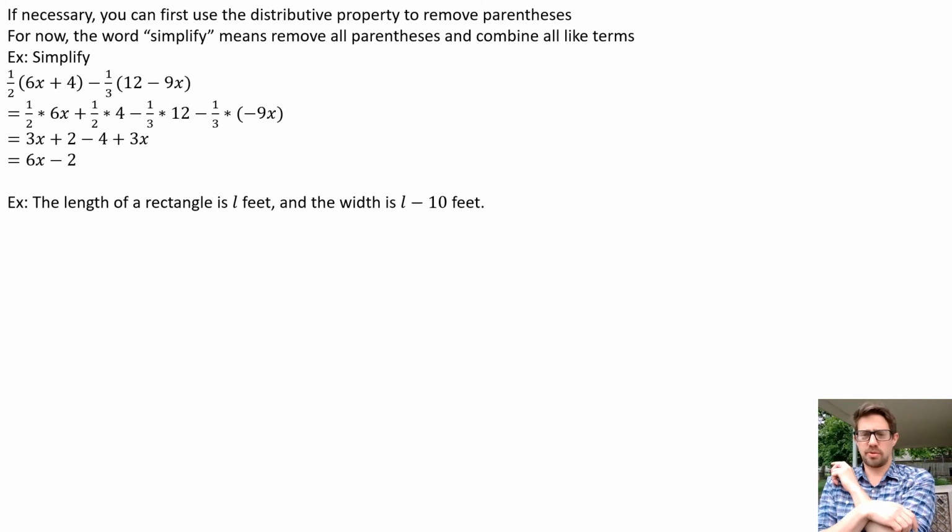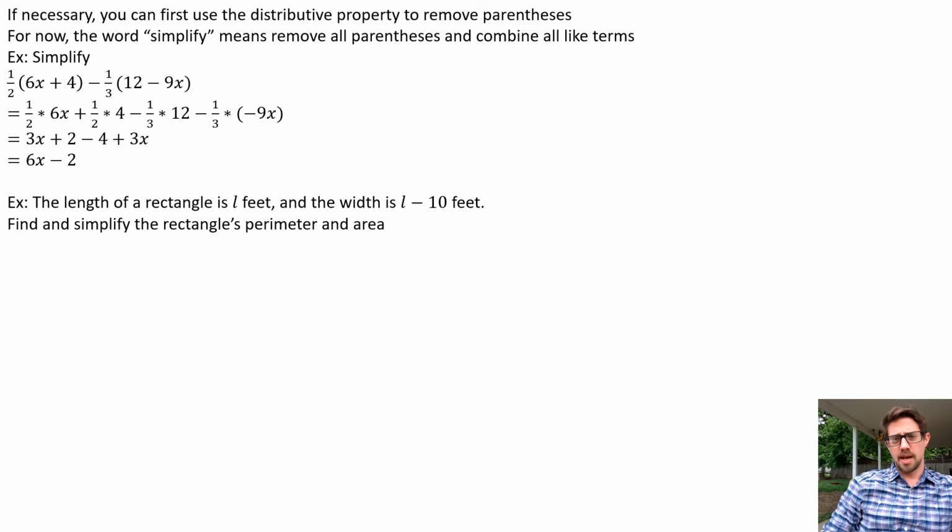All right, a quick story problem in the form of a geometry problem. The length of a certain rectangle is L feet, and the width is L minus 10 feet. L is a variable, it could be anything. A rectangle could shrink and grow depending on what L is. What I'm going to ask you to do is find and simplify an expression for the rectangle's perimeter and the rectangle's area. Sorry, my neighbor's using a power tool.